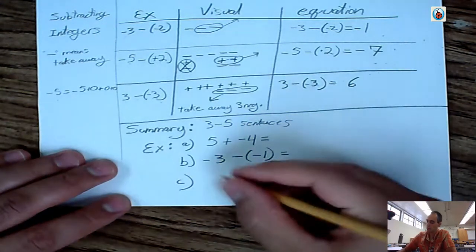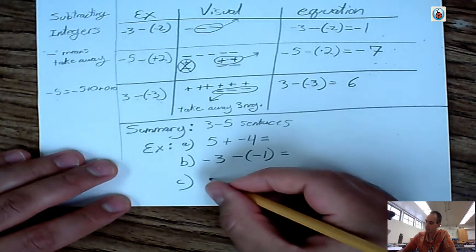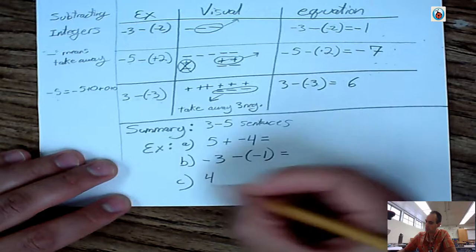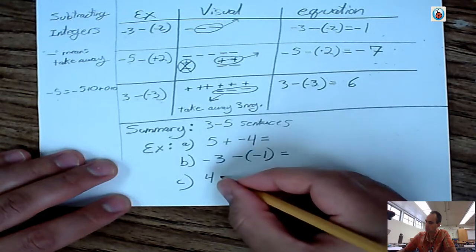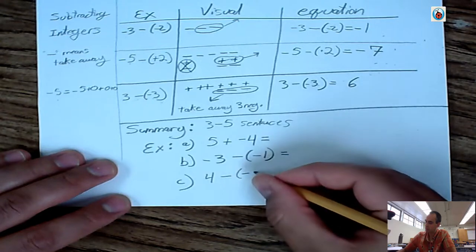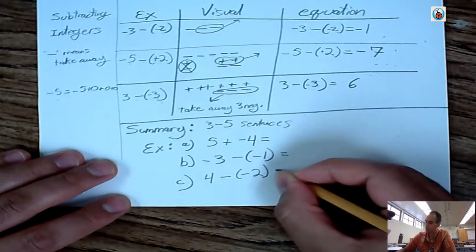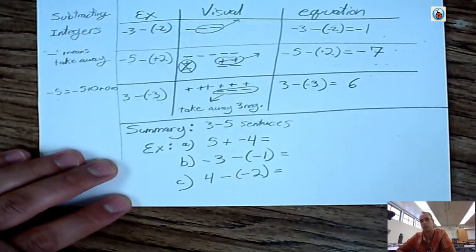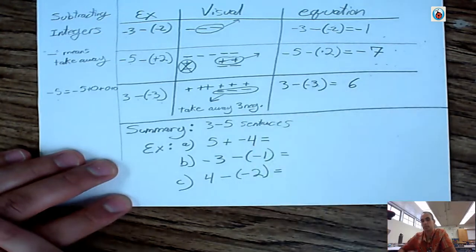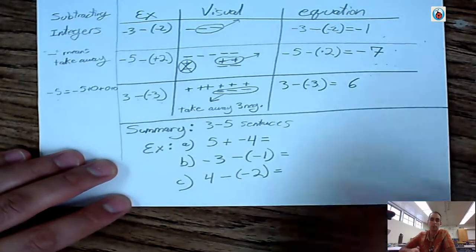And then the last one we'll do is, let's see, 4 minus negative 2. You're going to do those 3 problems along with your notes. I want to see the work on them after you do your 3 to 5 sentence summary. Any questions, let me know. I'll see you all in class.